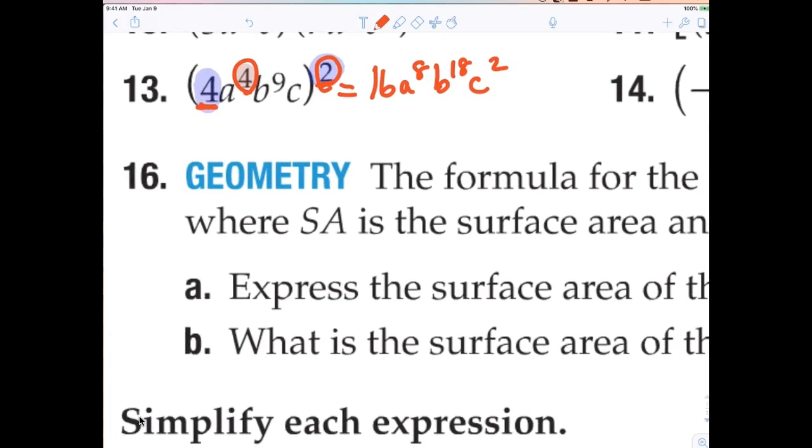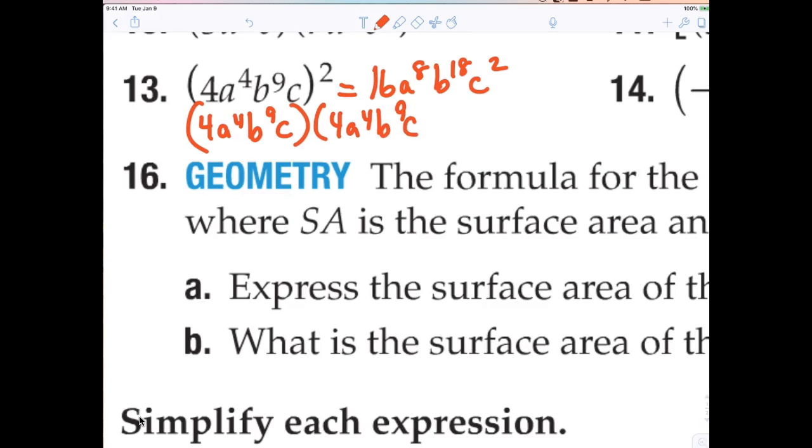Just to make sure I'm clear, here's what I want to show you. Look right here. It's okay. All your questions are okay. Now what I want everybody to do is look at this. Here's how I would figure this out if I kind of lost my train of thought. I would know that 4a to the 4th b to the 9th c times 4a to the 4th b to the 9th c. That's what that means. Do you understand that? Everybody see that?